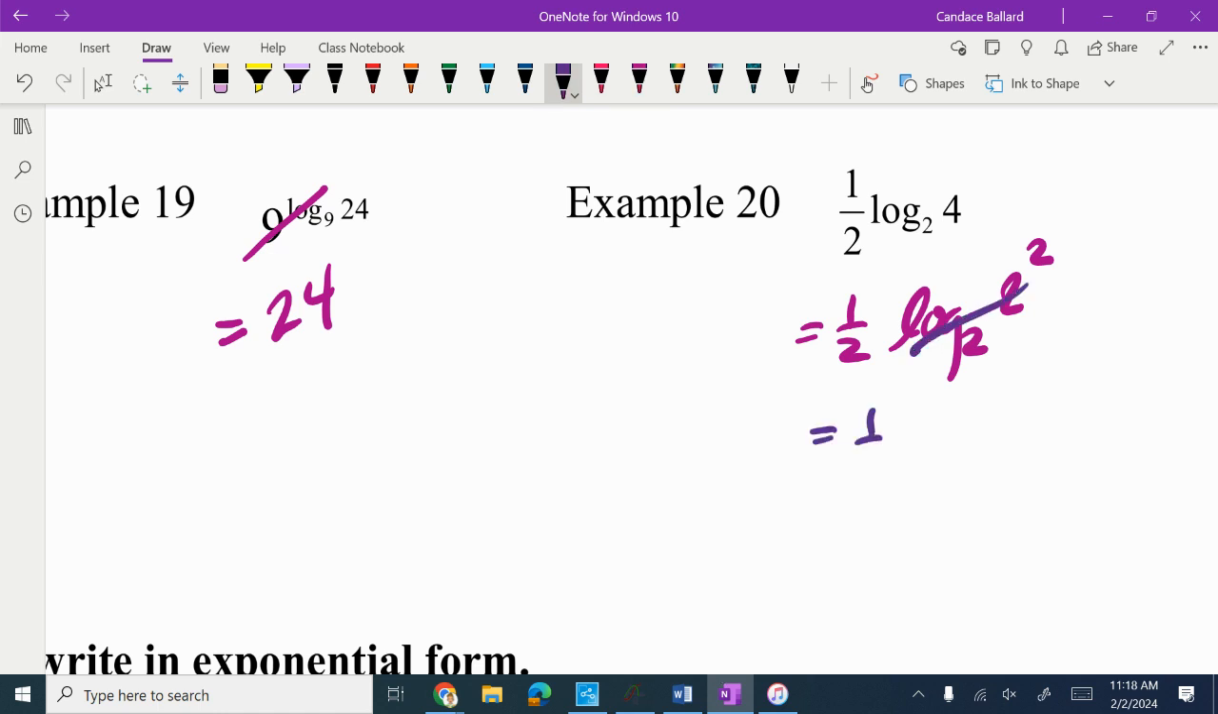Cancel. So I've got 1/2 times 2. What happens with 1/2 and 2? They cancel. So what's my answer? 1.